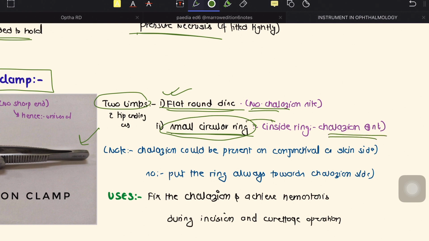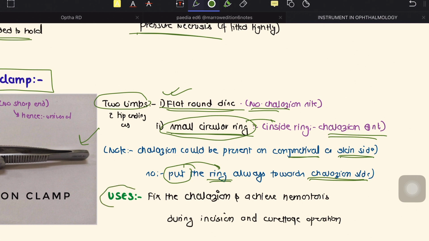So note that Collagen could be present on the conjunctival side or the skin side. It can be present on both sides. So we always prefer to put the ring towards the Collagen side. It is not the case that we always keep the ring on the conjunctival side and the plate on the skin side. It varies from case to case. If the Collagen is predominantly present on the conjunctival side, we'll keep the ring on the conjunctival side. If it is present on the skin side, then it can be kept on the skin side as well.